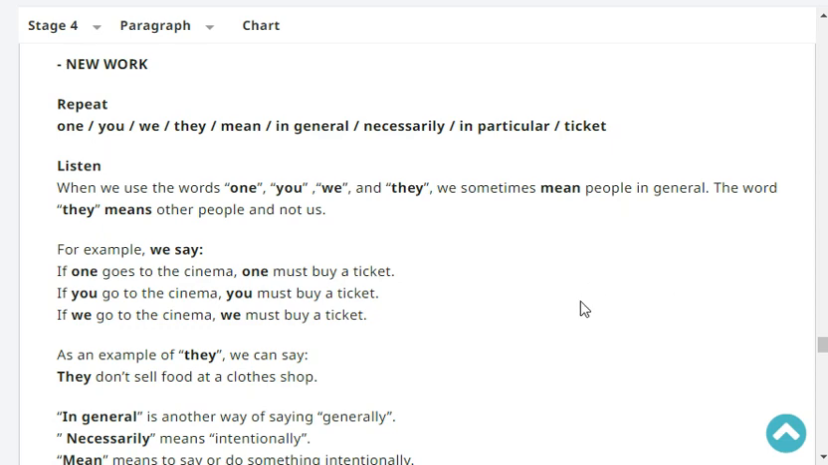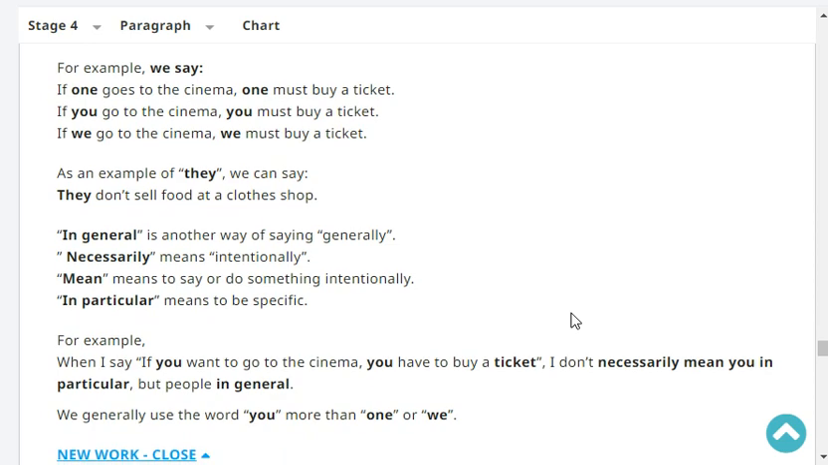Okay. As an example of they, we can say, they don't sell food at a clothes shop. So what we mean is that they are the vendors.